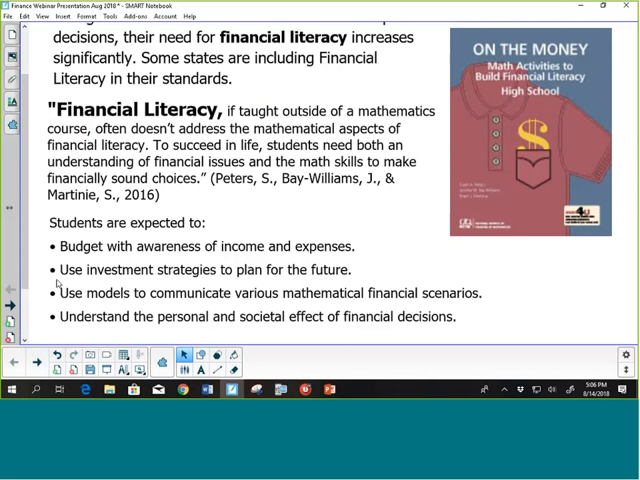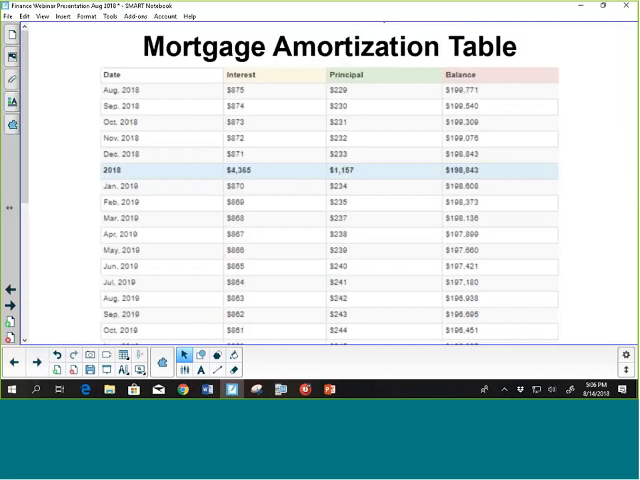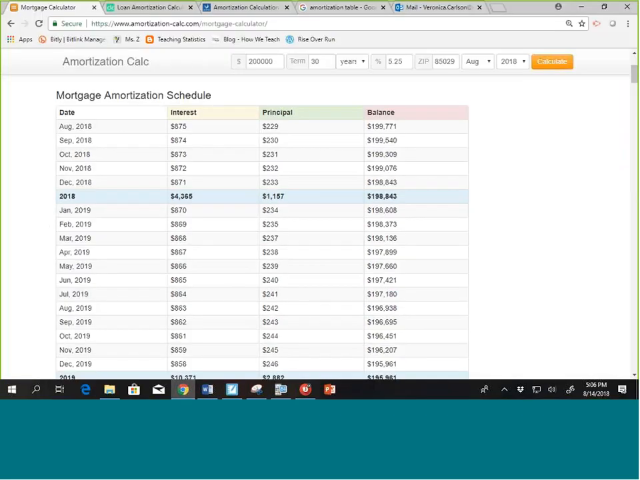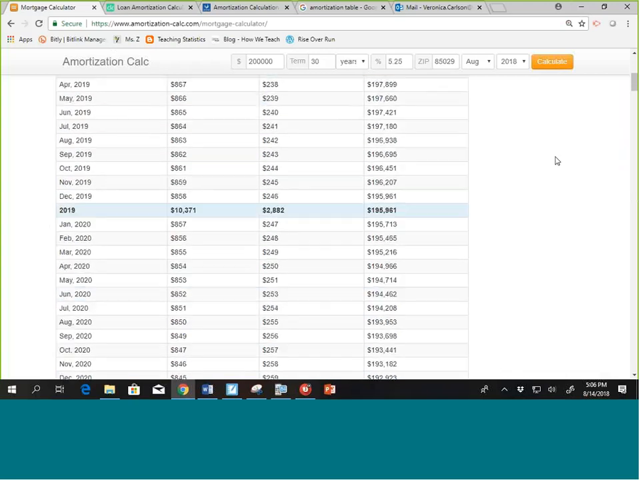So as Kim and I did this activity with our students, we started in a different spot initially, and we realized that students did not really know what an amortization table is. And so I'm going to go here to one that I found. I Googled amortization table, and I found this table, and we thought it looked very nice.